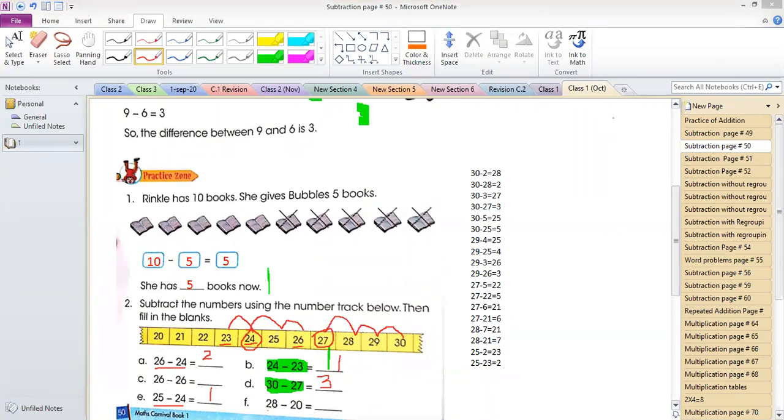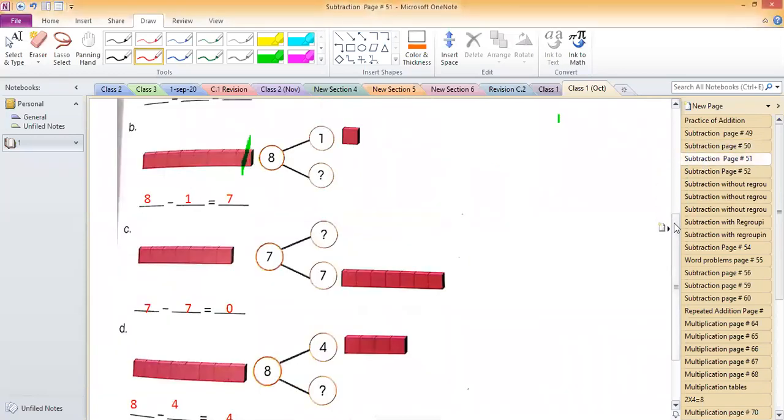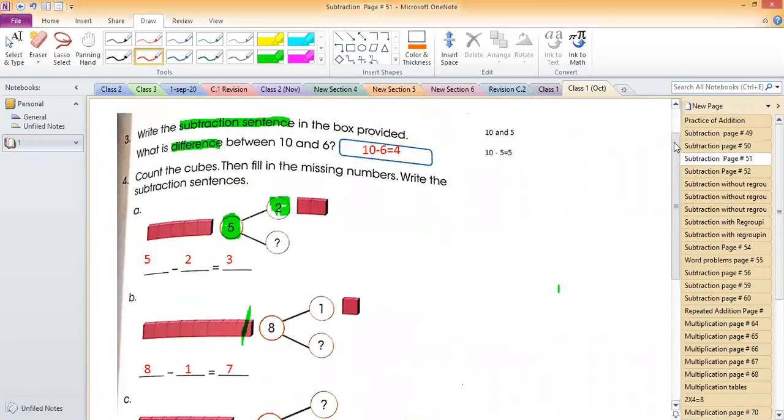Yes, sir. Very good. Then we move to the next page. Come here. This is the number bond. Here's question number 3. Write the subtraction sentence in the box provided. I tell you the subtraction sentence. You have to write it complete. From which number are you subtracting a number and what will be the result? So you have to find the difference between 10 and 6. So write 10 first, then minus 6. And after subtraction, what you get, you will write after the equal sign.